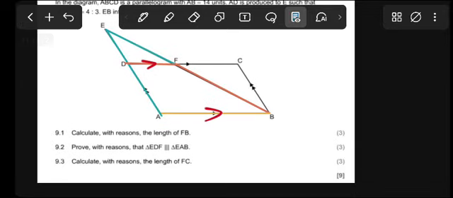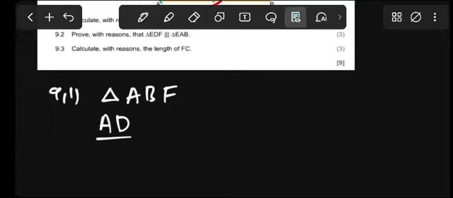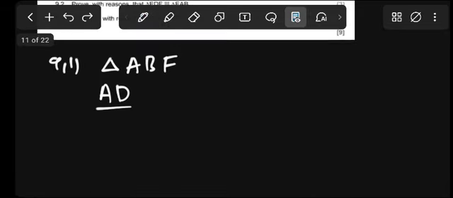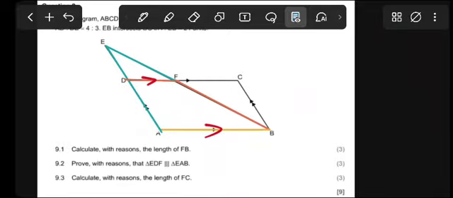We now have 9.1. So we can say, in triangle ABF, AD over DE must be equal to this over that, because those are parallel lines. So we have DE over DE must be equal to BF over FE. So all right, this is what we have.